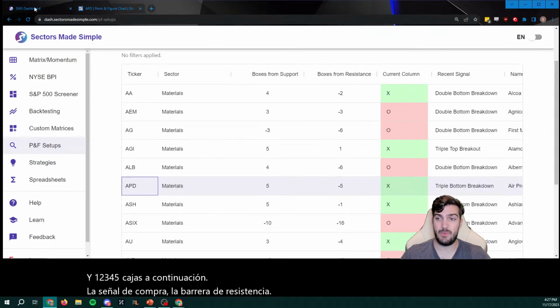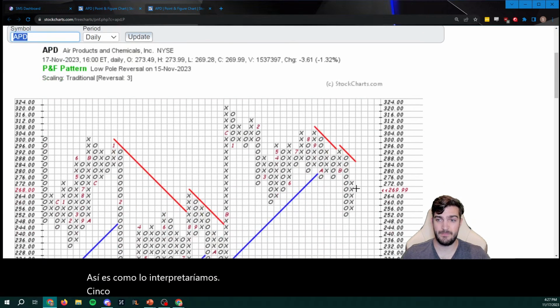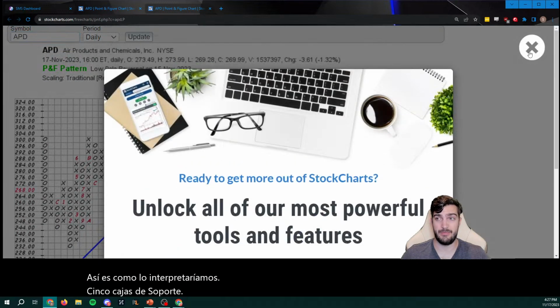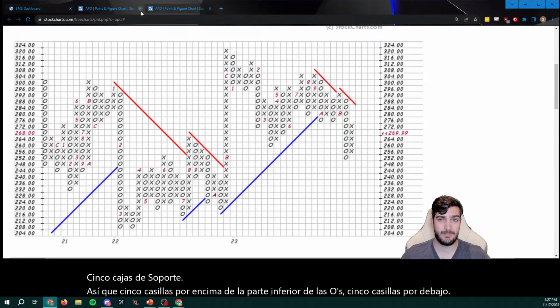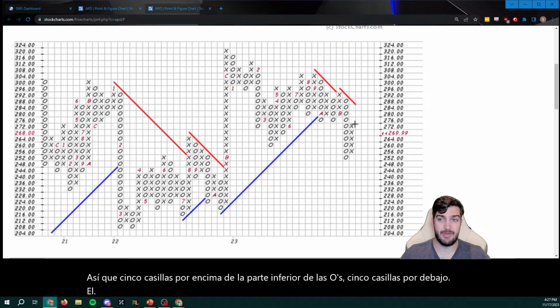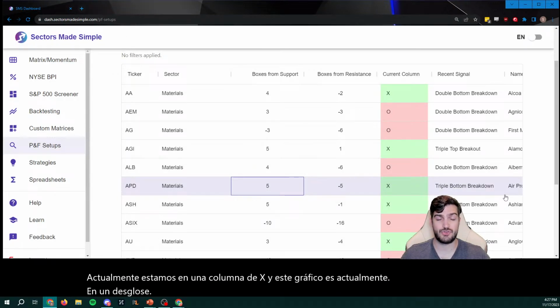So that is how we would read that. 5 boxes from support, so 5 boxes above the bottom of the O's, 5 boxes below the X's. We are currently in a column of X's, and this chart is currently on a breakdown. More specifically, a triple bottom breakdown.